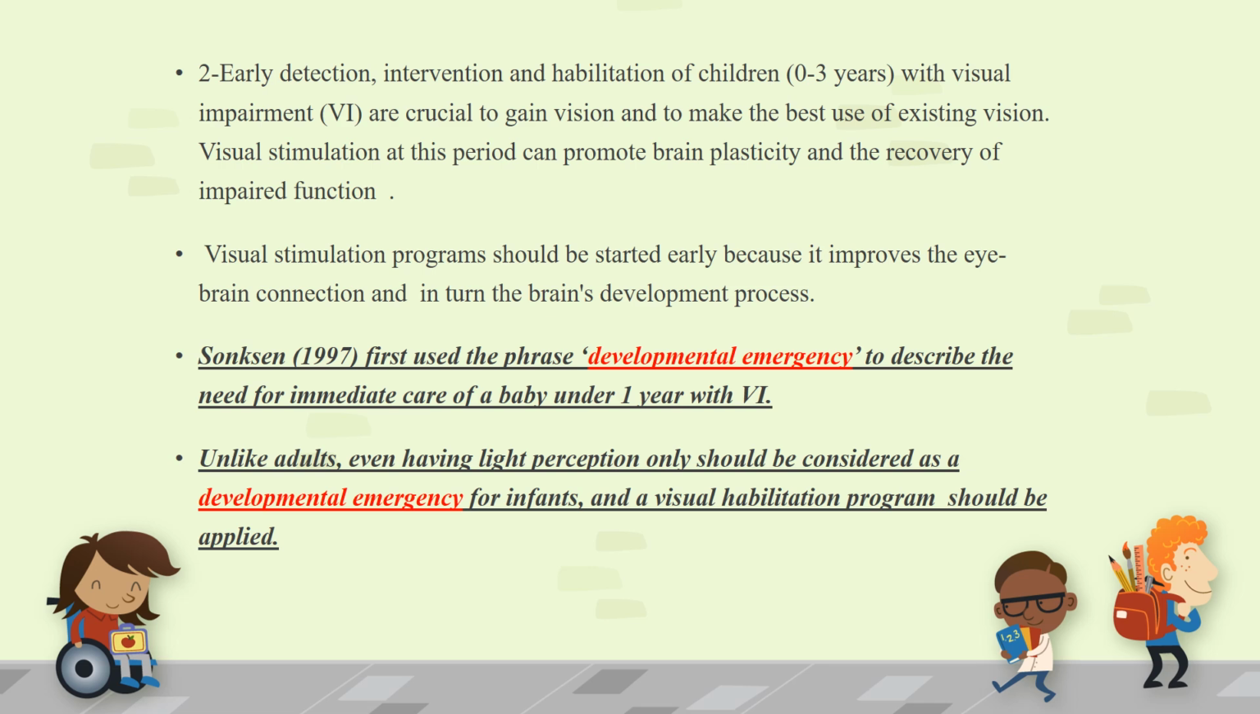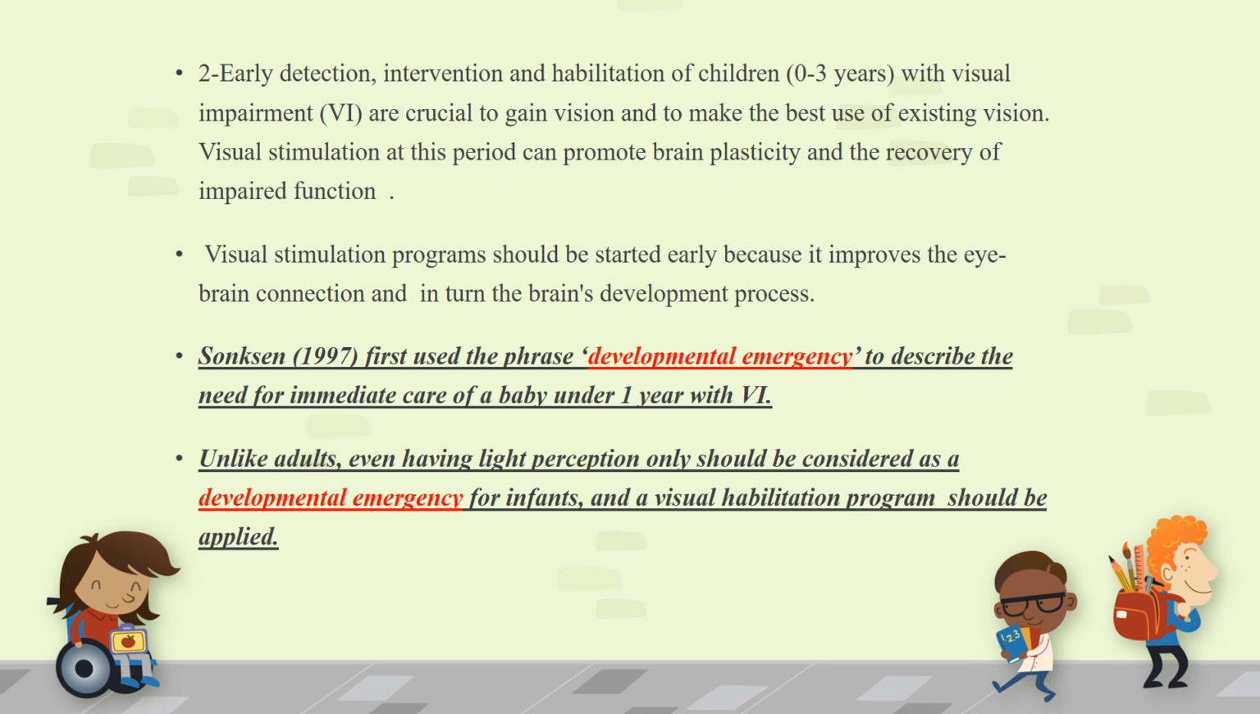Number two, early detection, intervention, and rehabilitation of children from 0 to 3 years with visual impairments are crucial to gain vision and to make the best use of existing vision. Visual stimulation at this period can promote brain plasticity and the recovery of impaired function. Visual stimulation programs should be started early because it improves the eye-brain connection and in turn the brain's development process.